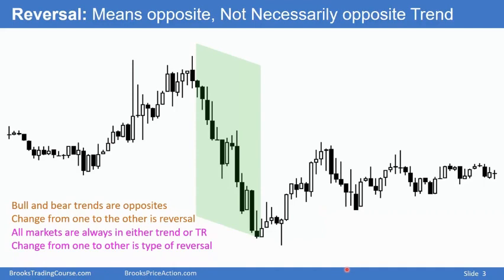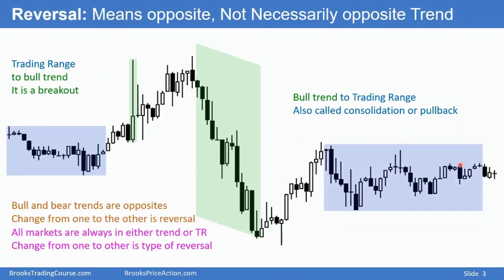Remember, all markets are either always in a trend or a trading range, and a change from one type of market behavior to another is a reversal. For example, a bull trend that becomes a trading range is also a type of reversal, although most people do not usually use the term reversal. We have a trading range and then a bull breakout. It's a breakout, and that's the term that I typically use, although you can argue that it's also a reversal because it's going from one type of market behavior to another type of market behavior.